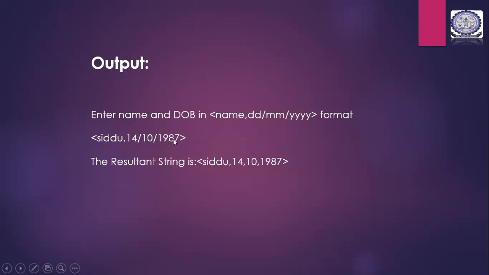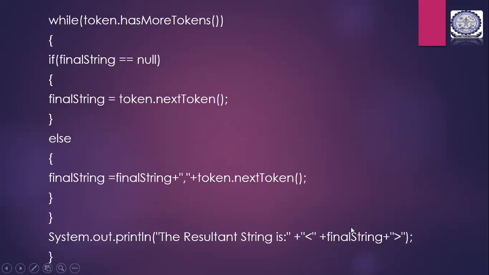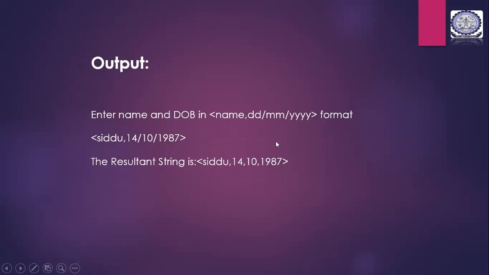And 1987, after 1987 you have a greater than symbol here. So this is again a delimiter since you have mentioned it here. See, you have mentioned it here, right? So these are the delimiters mentioned. So once all these are seen here, these are the tokens here.